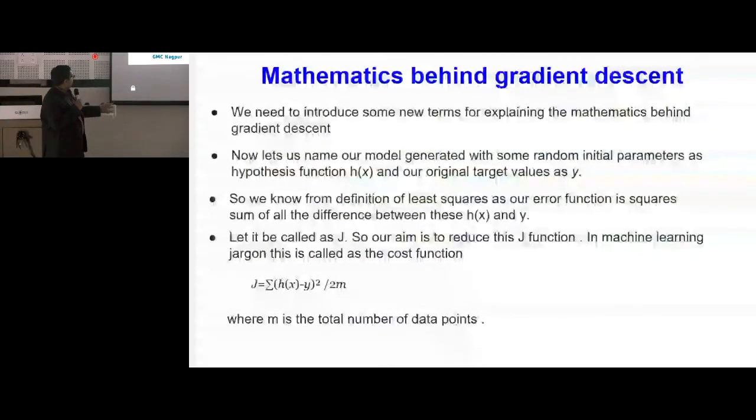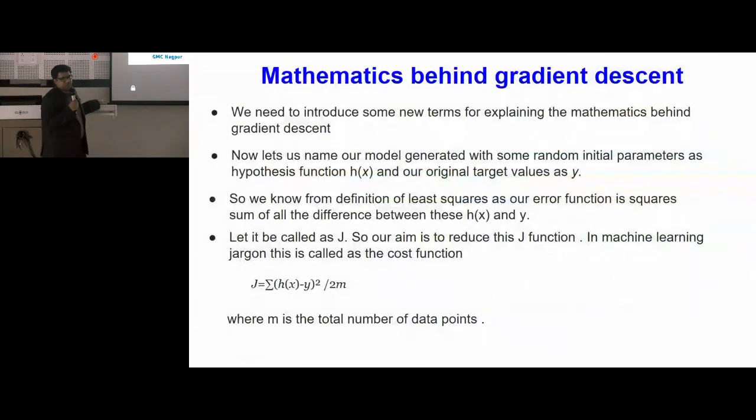We have defined a function called the J function, which is a loss function. So the loss function is squared error. h of x is our predicted value, our model function, and the expected values are y. So take the difference between them, square them and add them. The summation of all these terms is divided by the total number of terms. Basically the squared error is our J.